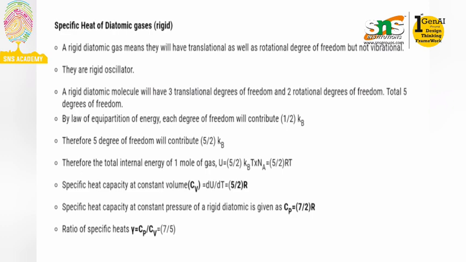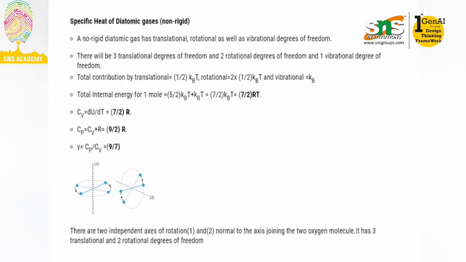And specific heat capacity of a diatomic gas which is non-rigid. So non-rigid also will have equations. A non-rigid diatomic gas has translation, rotation as well as vibrational degrees of freedom. There will be 3 translational degrees of freedom, 2 rotational degrees of freedom and 1 vibrational degree of freedom. So the total contribution will be, for translation 3 × 1/2 kB T, for rotational 2 × 1/2 kB T, and for vibration it is just kB T. So total internal energy for 1 mole will be 5/2 kB T plus kB T, which is equal to 7/2 kB T, that is 7/2 RT.